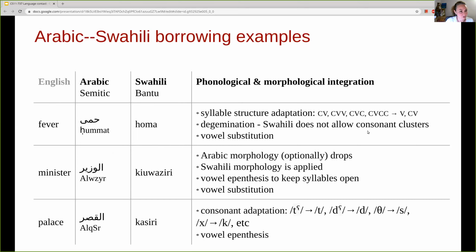Also, these are two morphologically very rich languages, but very different languages. So when words are borrowed from Arabic, Arabic morphology prefixes are removed, but optionally. And then on top of this, Swahili morphology is applied. So it is possible that there will be a Swahili prefix and then Arabic prefix and then the word itself.